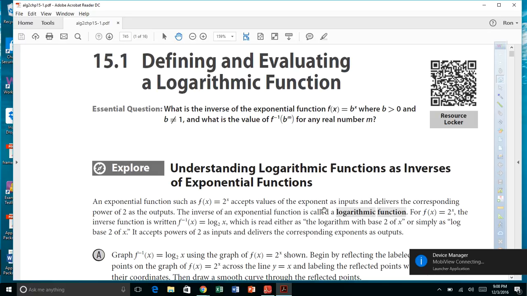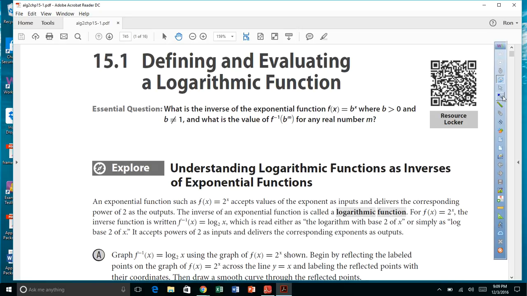Defining and evaluating a logarithmic function. Essential question: What is the inverse of an exponential function f of x equals b to the x, where b is greater than 0 and b is not equal to 1? And what is the value of the inverse of f of b to the n power for any real number n?